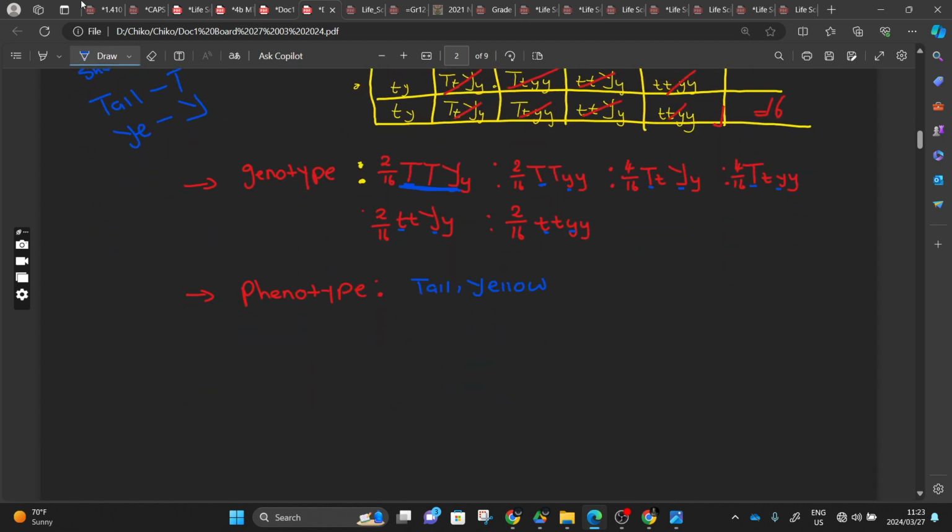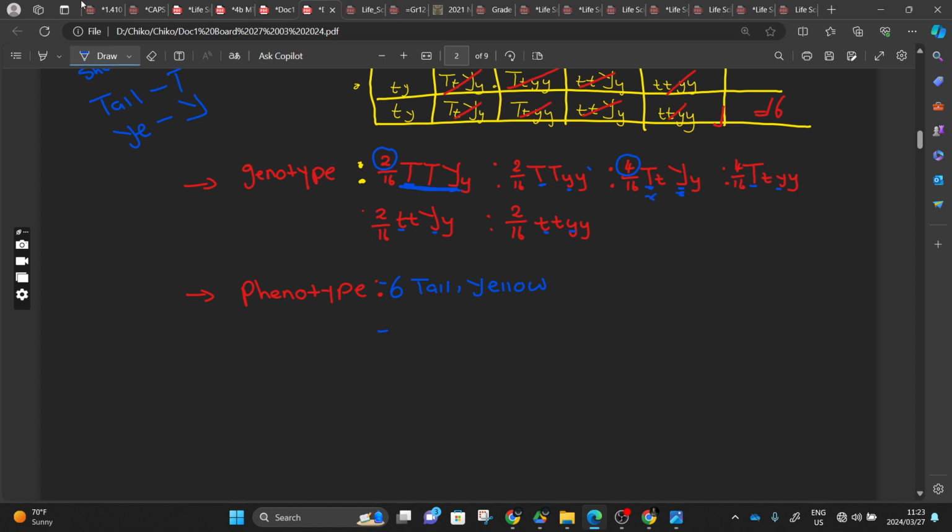We only have four probabilities, right? Then tall and yellow we have, and then we have two. We add two. This one is not. This one is it. Plus four, it will be six. See? This one and this one give tall and yellow. Then it will be 2 plus 4, which is 6. I get only 6. Then 6 is the first phenotype.